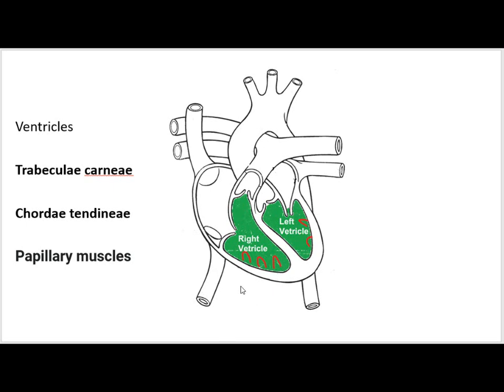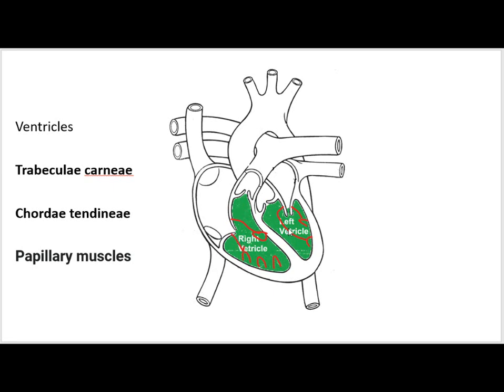Now, the papillary muscles are basically right over here. You have tiny strings that are called chordae tendineae, the heart strings. And right over here you have these tiny strings. Those tiny strings are attached to the papillary muscles.